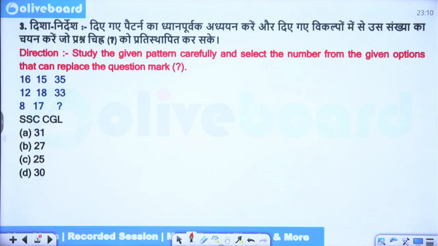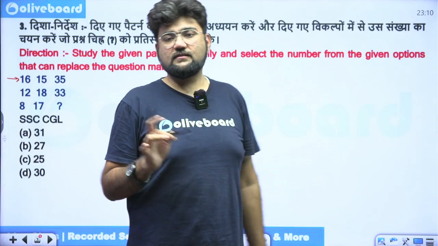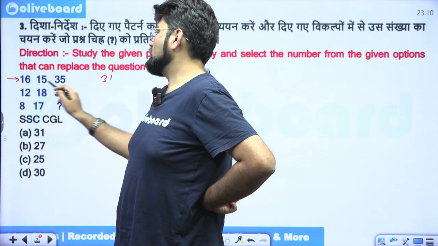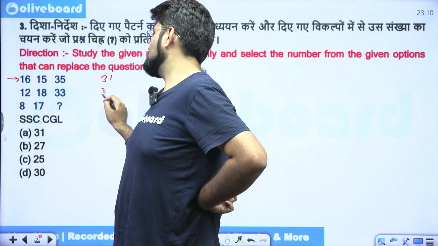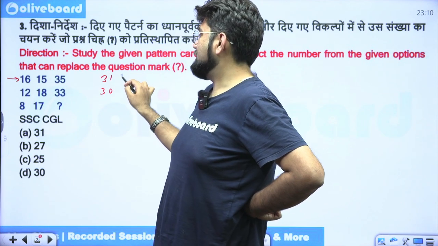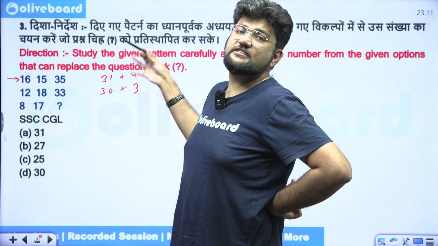Now, this one is actually very interesting. The first thing which you're going to try whenever you're going row wise and you have smaller numbers leading to a larger number is the sum. So you will add 16 and 15, you get 31. You will add 12 and 18, you will get 30. And these are both close to their results. What exactly more is being added? I am adding 4 here and I am adding 3 here. That means a fixed number is not being added.